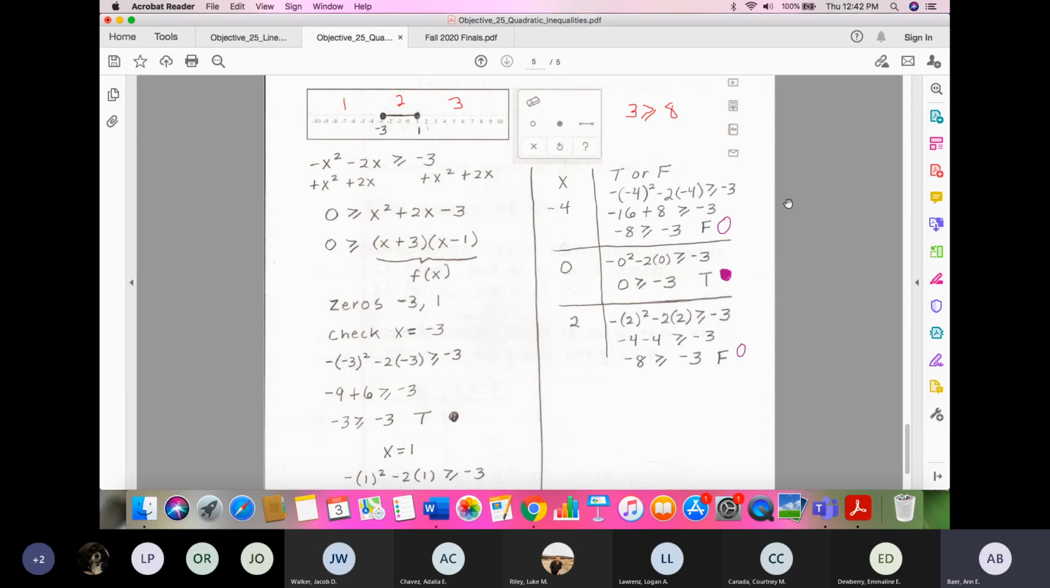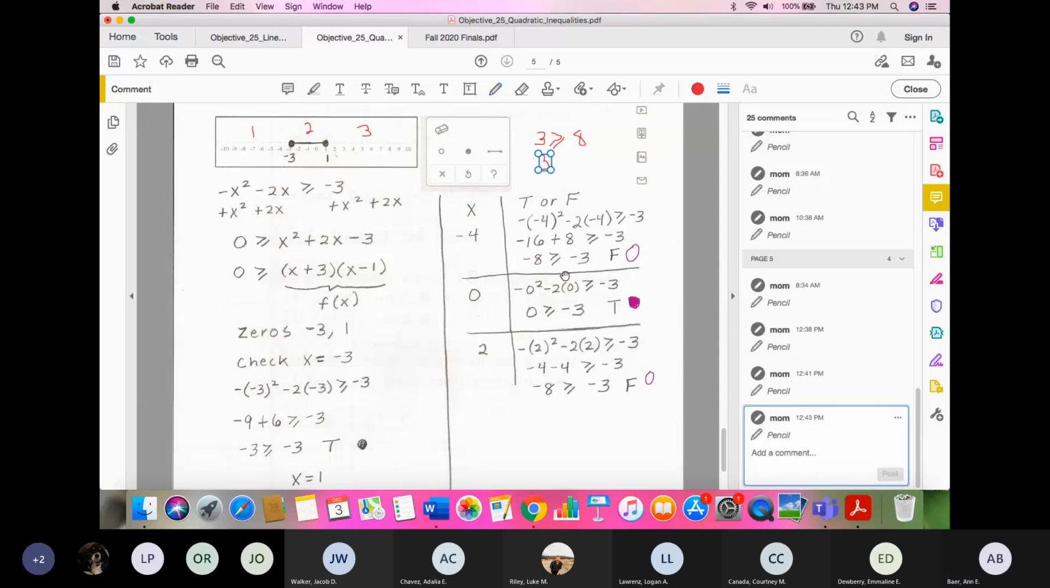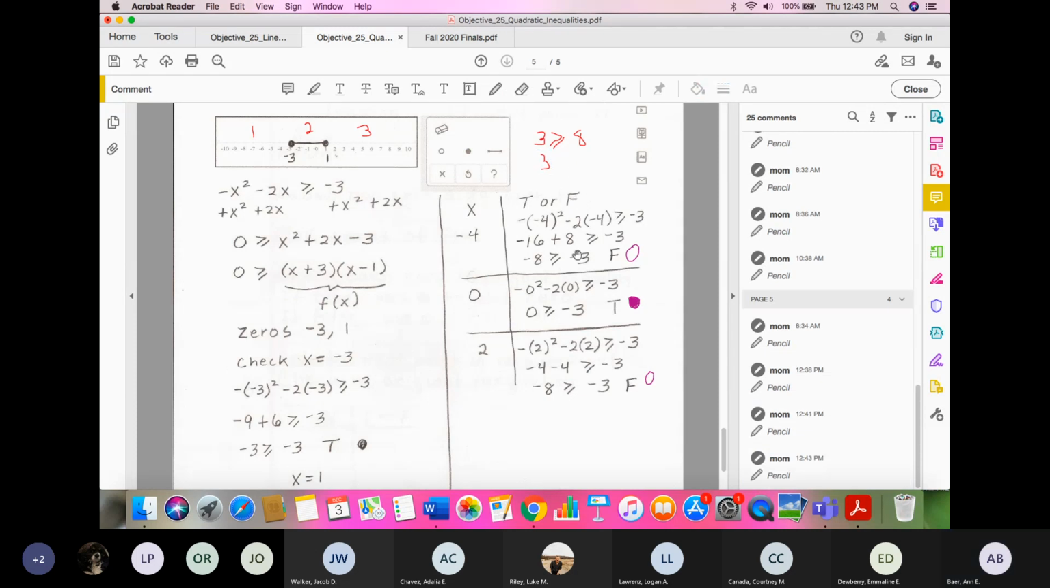And again, you could do what we did before. You can move them from side to side if it's clearer to you. So for instance, I could add 3 to both sides and have the 3 end up over here. And then I could bring this 0 to this side and have the 0 end up over here.